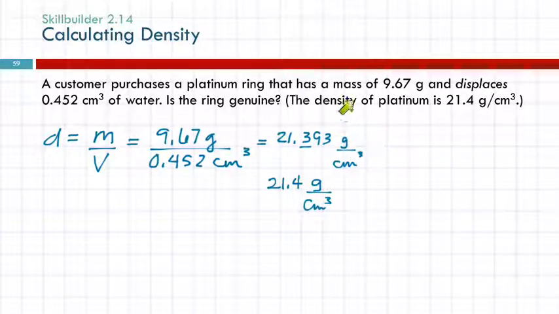And when we round this number, using the rules for significant figures, the density that we get reflects how the measurements were made. So as long as it's within plus or minus 1 or 2 in that last digit, it's fine. So the answer is yes, it's genuine. Any questions?